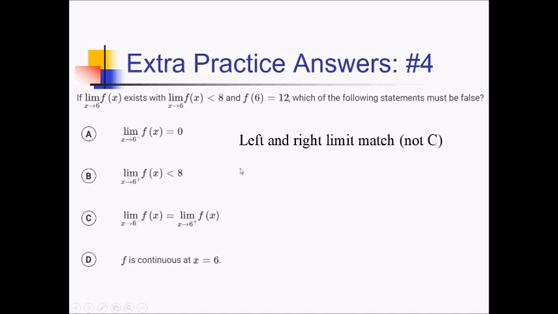What else did they tell us? They told us the limit at 6 was a number that was less than 8. So it exists, and it's less than 8. So it can't be negative infinity if it exists. It's a constant that's less than 8.